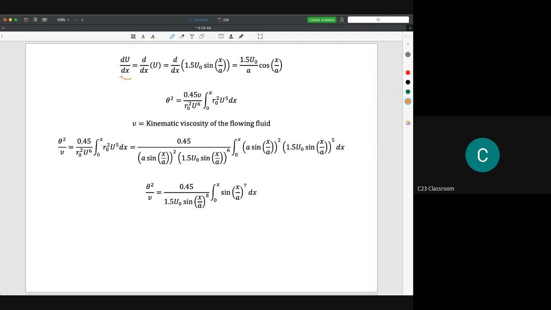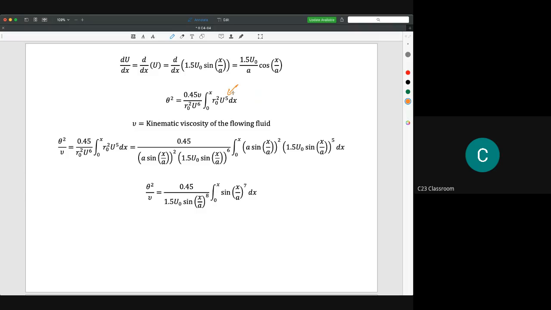So for example, we have du dx in terms of lambda. So let's say du dx is actually the differential of 1.5 u naught sine x over a, and then we get this term. And then this is the theta square. So we have the r naught square here. And then nu is still the kinematic viscosity of the flowing fluid. So what we need to do, which might be the biggest challenge here, is we need to multiply the value of u 5 times, because we have the u to the power of 5 here. Okay, and then we substitute everything.